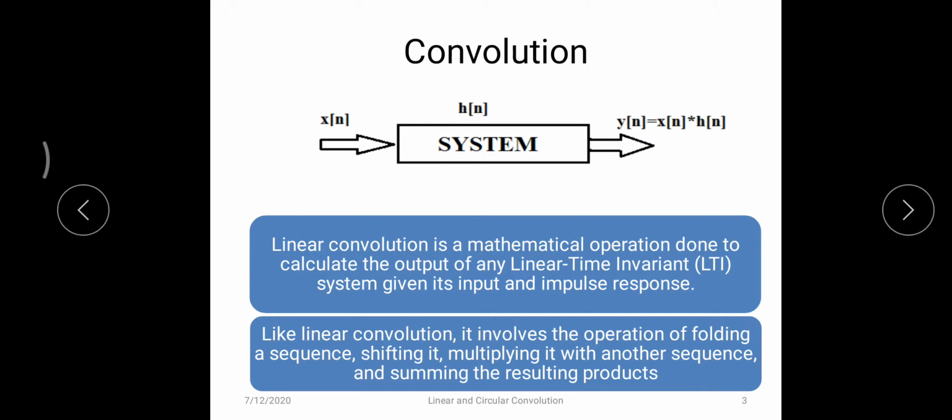Linear convolution is a mathematical operation done to calculate the output of any linear time invariant system. For that system, we are given some input x of n, and the system has its own impulse response h of n. Circular convolution is similar to linear convolution, that is, the operation of folding a sequence, shifting it, multiplying it with another sequence and summing the resulting sequence. The output of both linear and circular convolution will be the same. Now we will see how to proceed with linear convolution and circular convolution for the given sequences.